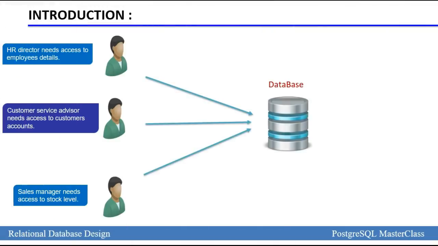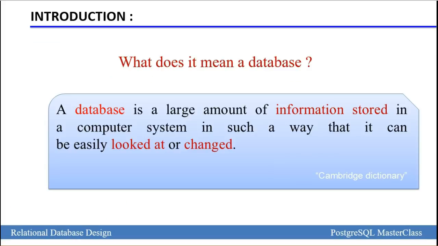But what does it mean exactly, a database? A database is a large amount of information stored in a computer system in such a way that it can be easily looked at or changed. Therefore, a database is an organized collection of information whose purpose is to store information so that it can be retrieved as needed by database applications or directly by the end user.